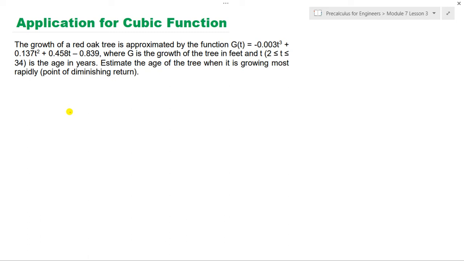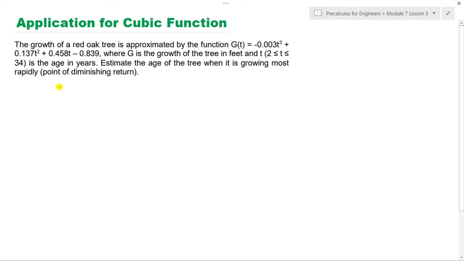So the question is, we're going to estimate the age of the tree when it is growing most rapidly, or this is also known as the point of diminishing return. So if you encounter problems with a point of diminishing return, that is the case wherein you look for the maximum or critical value. You look for the value of the independent variable where the value of your dependent variable is at its maximum, or where it changes from increasing to decreasing. Okay, that is the maximum value for a cubic function.